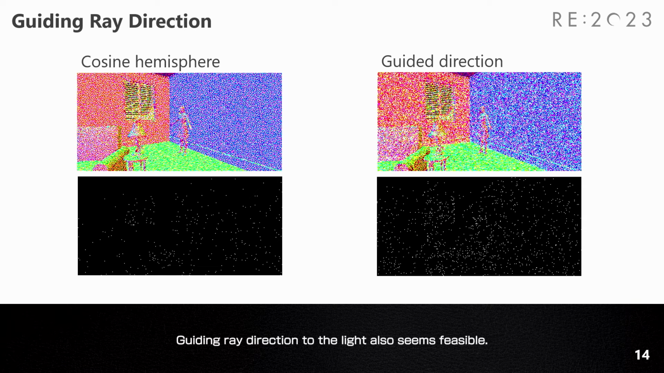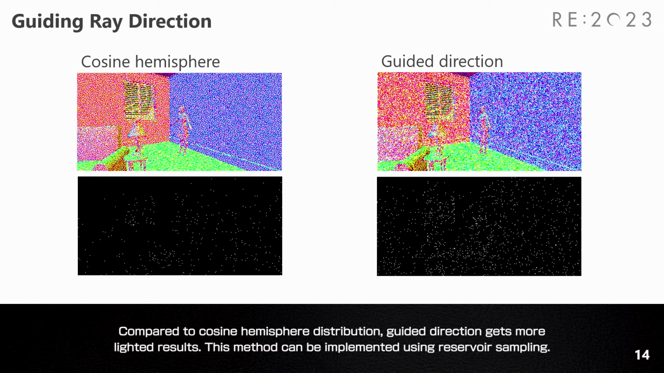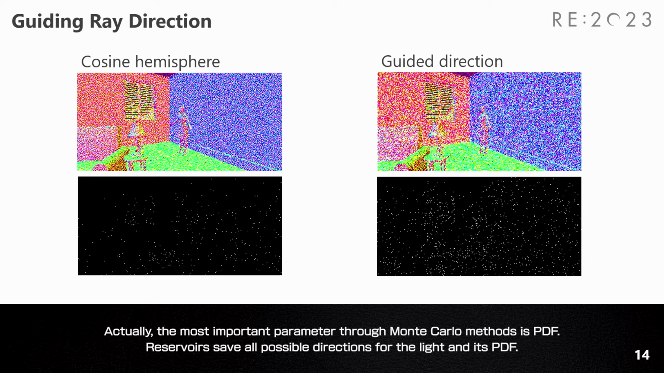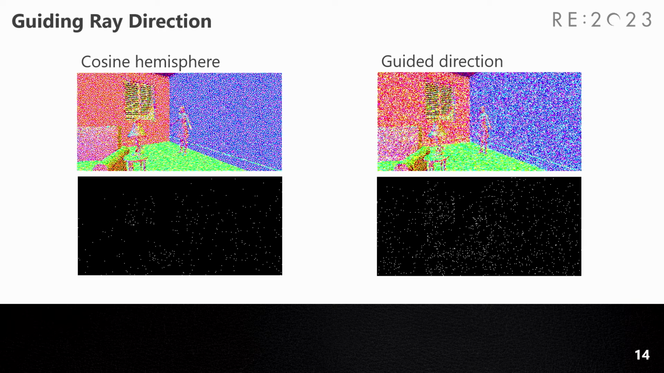Guiding redirection to the light also seems feasible. Compared to cosine hemisphere distribution, guided direction gets more lighted results. This method can be implemented using reservoir sampling. Actually, the most important parameter in the Monte Carlo method is PDF. Reservoirs save all possible directions for the light and its PDF.